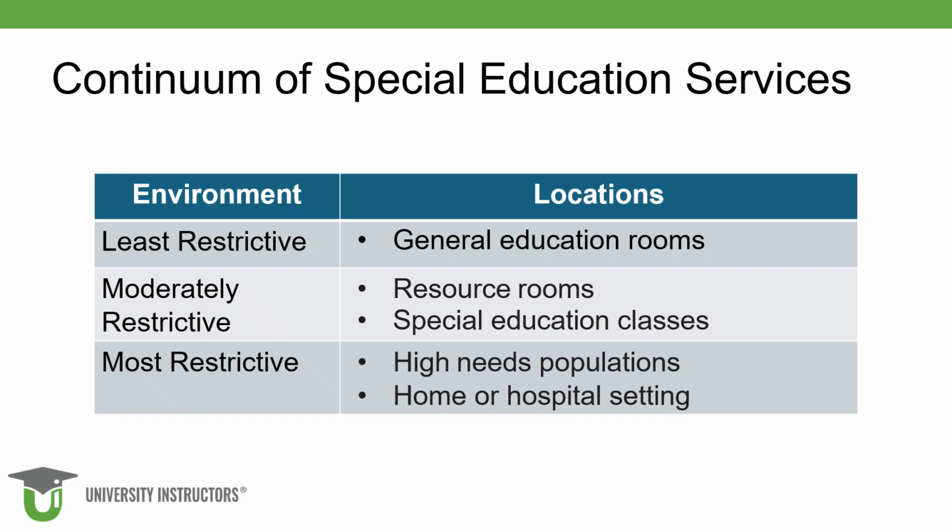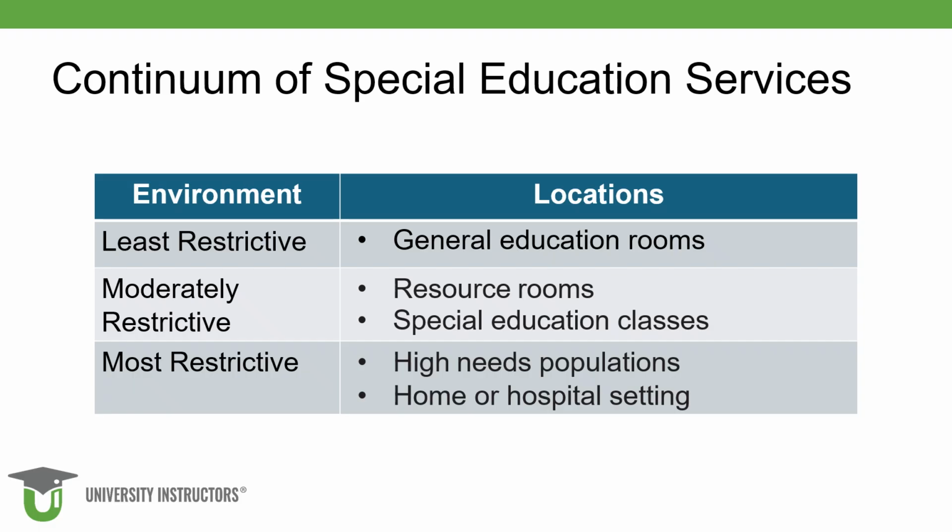Full inclusion includes students being in the general education classroom all day with accommodations and supports in place. Resource rooms and separate special education classrooms are considered moderately restrictive in that a child is not in general education all day, only part of the day, depending on the program summary in their IEP.